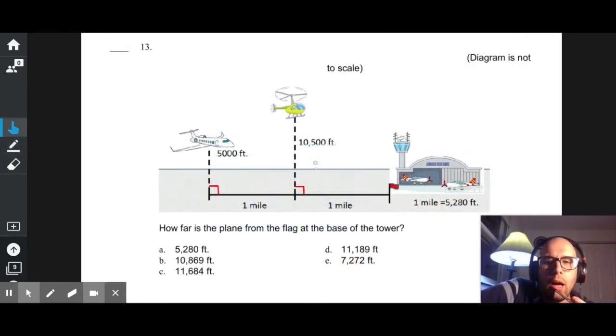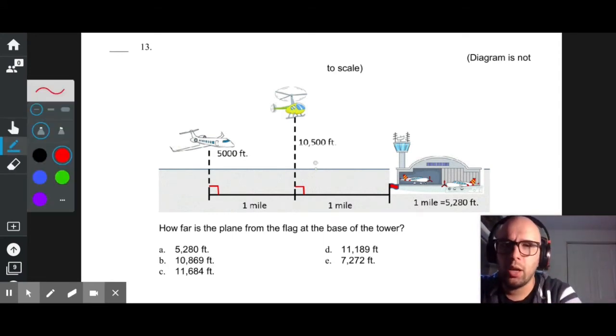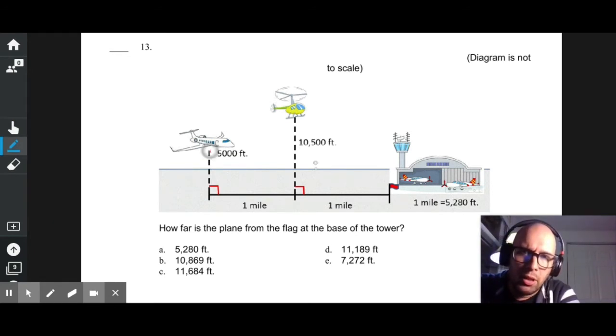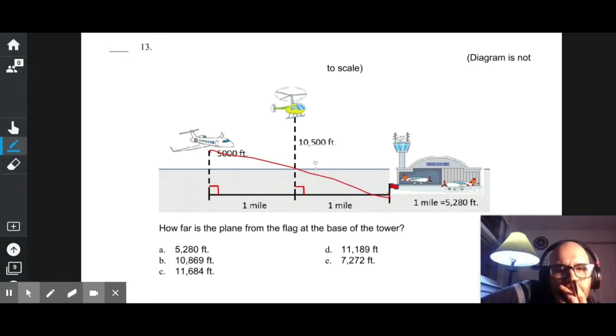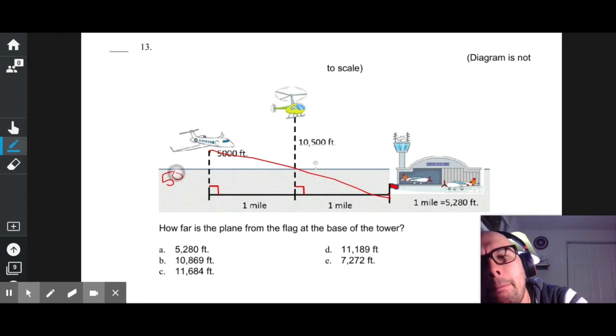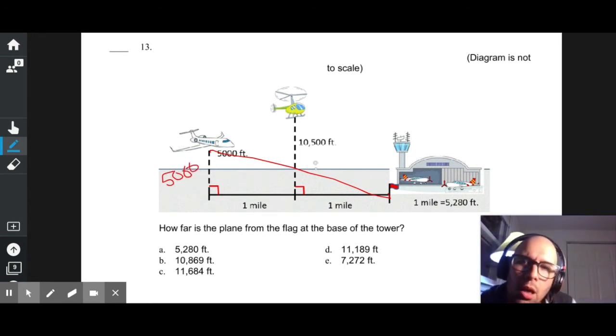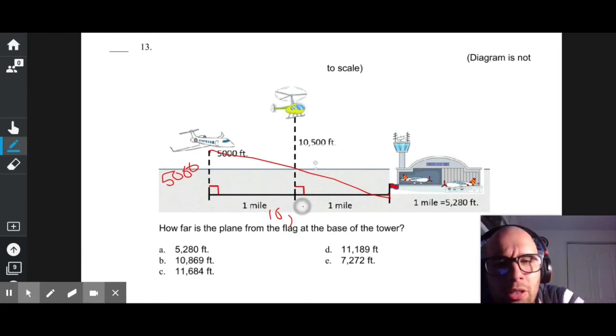Problem 13. How far is the plane from the flag at the base of the tower? I need to find the distance from here to there. The plane is 5,000 feet in the air. This length right here is a mile and another mile. Each mile is 5,280 feet, so 2 miles is going to be 10,560 feet.